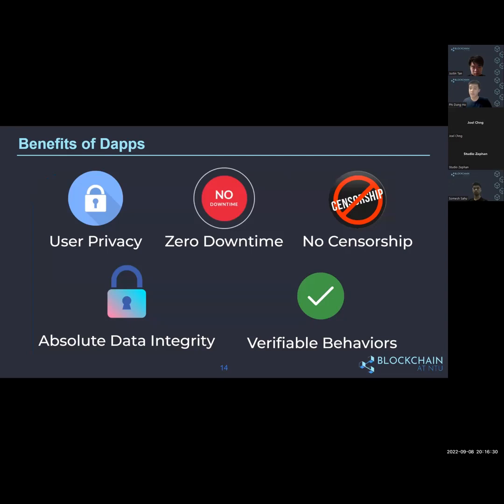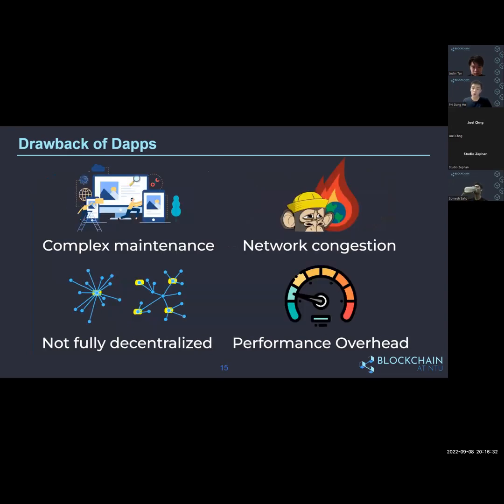But along with the benefits, there are some drawbacks for DApps. Firstly, there's a complex maintenance process, because once deployed on the blockchain, the smart contract cannot be modified. So there's no bug fix, but you have to deploy another new smart contract. Or if anything goes wrong with the app, then really you cannot fix it.